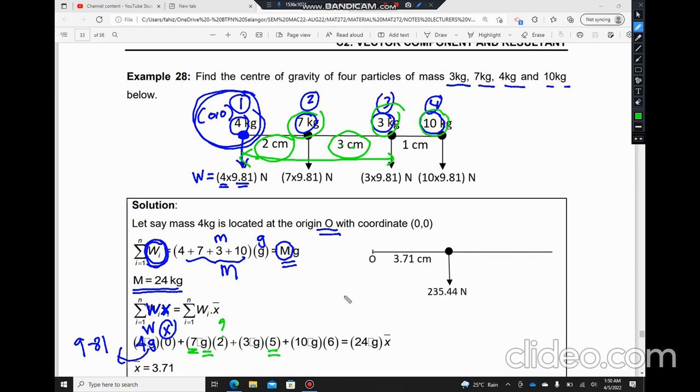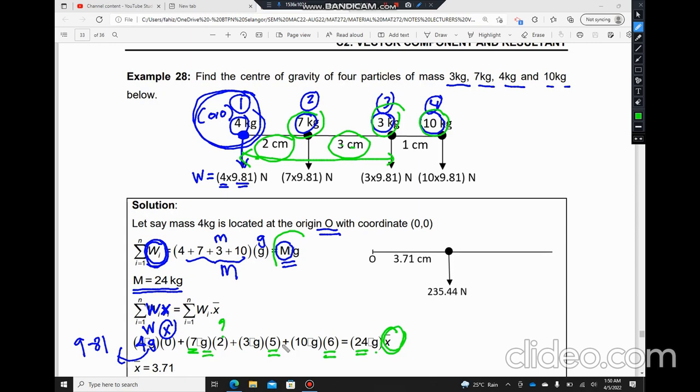one 10. Okay, so 10 gram multiply by 6. Okay, 3 plus 2 plus 1. So you get here 6. Okay, so it is equals to 24G. So kita akan samakan dengan yang ni. Kan, 24. Okay, 24G keseluruhan kan. And then X. Okay, so you can solve for X. So X is equals to 3.71.